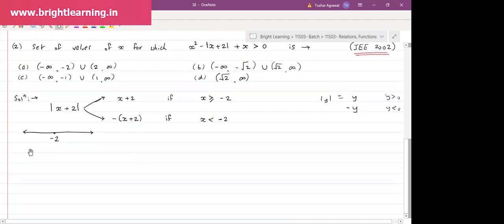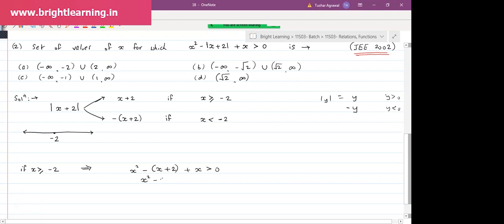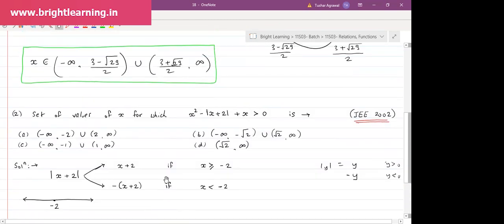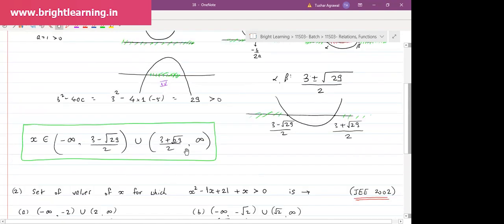Now case 1: if x is greater than or equal to negative 2, then our function becomes x square minus the modulus of x plus 2, which is x plus 2 only, plus x should be greater than 0. On simplification, this gives x square minus 2 minus x plus x, where x gets cancelled out. This should be greater than 0. So when is x square minus 2 greater than 0? This is a quadratic similar to the previous questions.